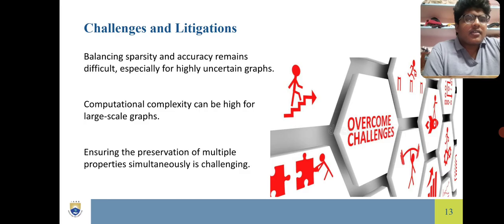Balancing sparsity and accuracy, especially for highly uncertain graphs, is a very big challenge. Complexity can be high for large scale graphs and it may cost. Ensuring preservation of multiple properties simultaneously is also challenging.